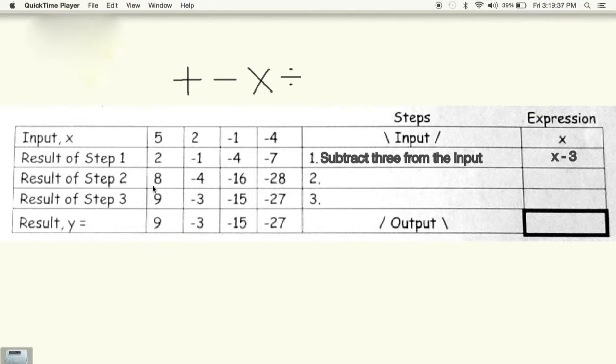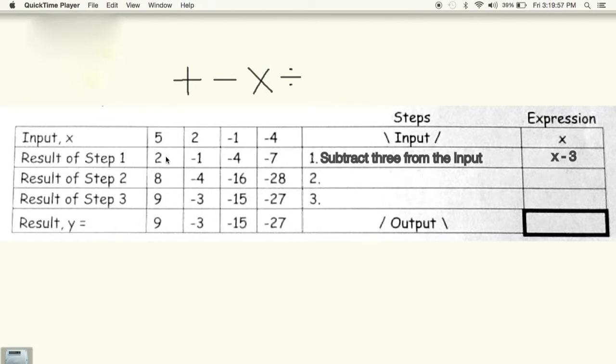That works for this column, but does it work for the next column? If we add 6 to -1, does that become -4? Nope, doesn't work there. -4 plus 6 doesn't equal -16, and -7 plus 6 does not equal -28. So that's not going to work. So why don't we try multiplying?